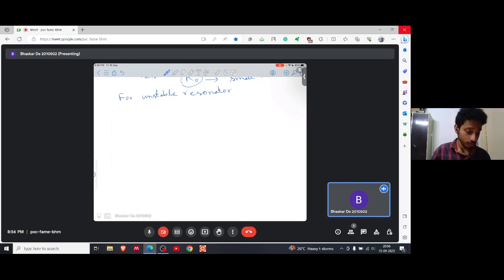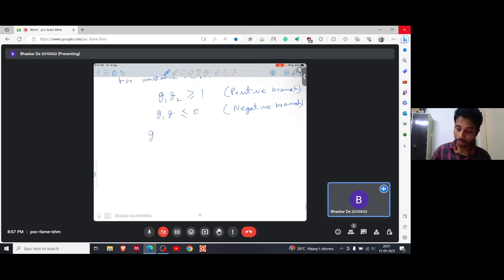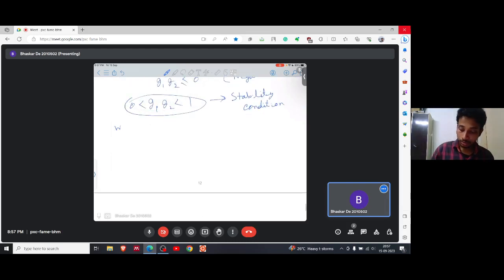For an unstable resonator, the condition we need to follow is G1 G2 greater than or equal to 1, that is known as the positive branch, and G1 G2 less than or equal to 0, that is known as the negative branch. If you recall, there is a condition of G1 G2 known as the stability condition, where G1 equals 1 minus d by r1, that is 1 minus d by r0, and G2 equals 1 minus d by r2.